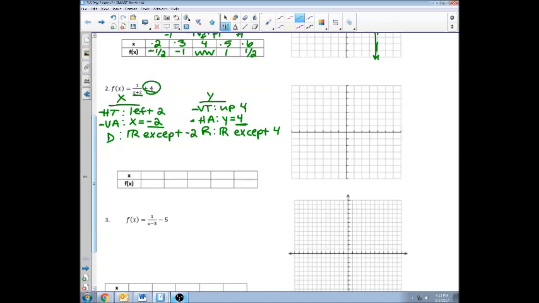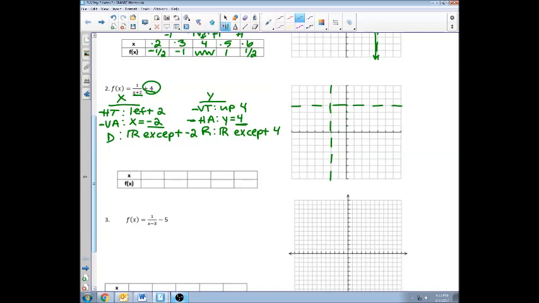Let's go ahead and plot our vertical and horizontal asymptotes. So my vertical asymptote tells me it's at negative 2, so I go to x is negative 2, vertical dash line. Then for my horizontal asymptote, it's at y is 4, so I go up to 4, 1, 2, 3, 4, and make a horizontal dash line there.